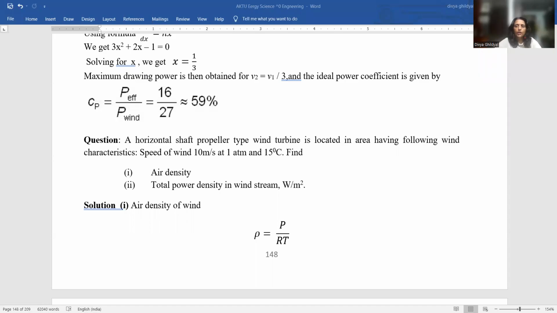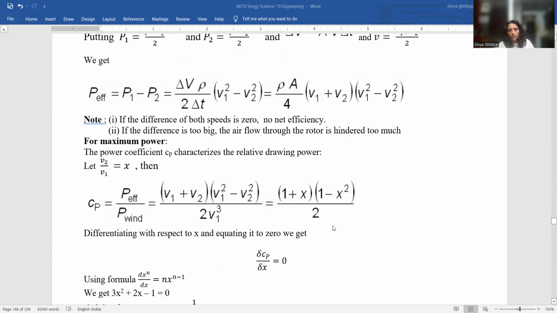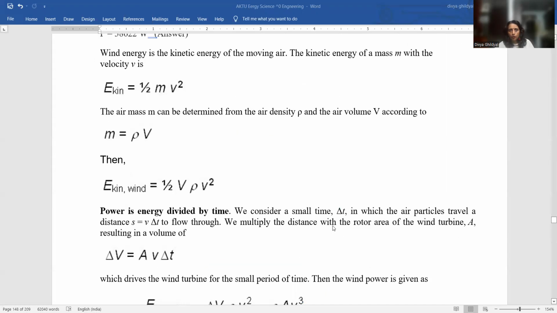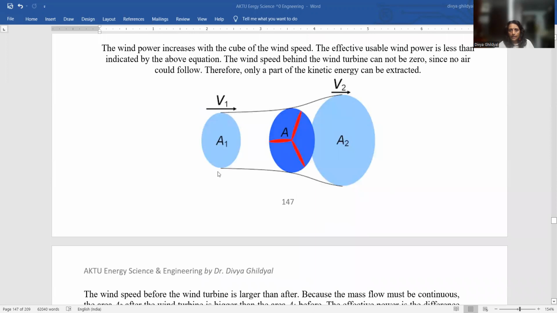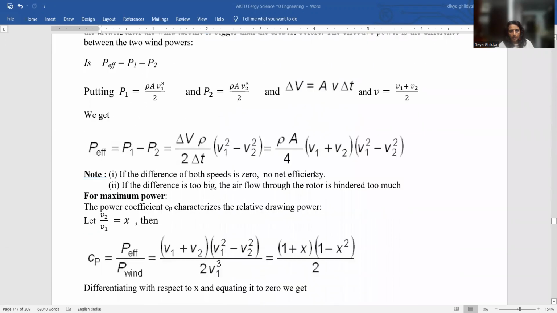Hello students, continuing with my lecture series on AKTU Energy Science and Engineering Unit for Conventional and Non-Conventional Sources of Energy. In lecture 1, I told you about approximately all the various sources of energy available on Earth: renewable, non-renewable, wind, solar, wave, tidal. And now I am continuing my discussion on fluid energy, and I am briefing you certain formulas related to fluid energy and how they create pressure difference. Okay, let me continue now.